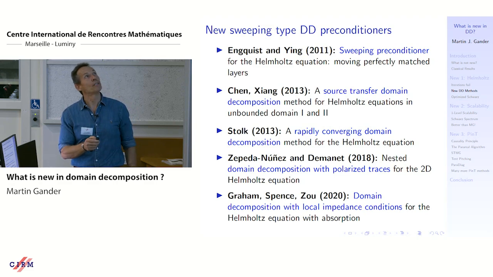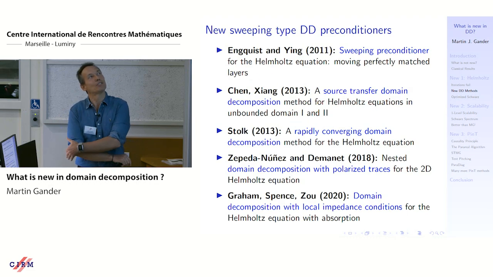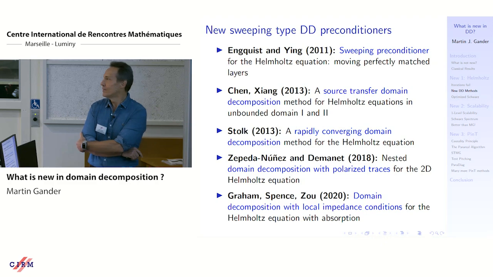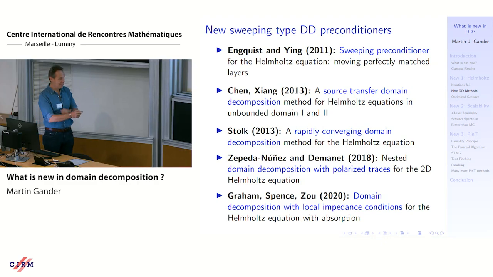The first one was Engquist and Ying, sweeping preconditioner for the Helmholtz equation, moving perfectly matched layers. Then there was Chen and Xiang, 2013, a source transfer domain decomposition method for the Helmholtz equation in unbounded domains. I met Jiming Chen at a conference in China, and I asked him why he came up with this method. And he said he could not understand this method. So it's completely differently written with Green's functions. This is written discretely with PML.